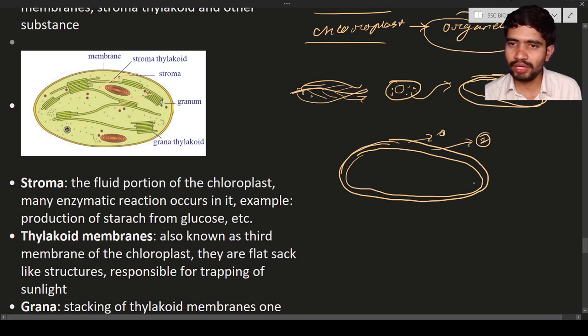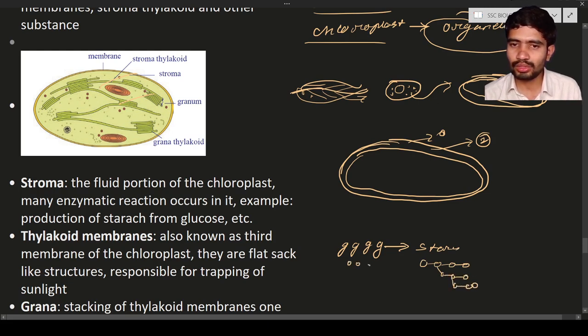See here, the fluid which is present in it is known as stroma. Stroma means the fluid-filled portion of the chloroplast. It contains many enzymatic reactions, meaning some functions occur. For example, glucose molecules turn into starch. Starch is a chain of glucose molecules with a branched structure.